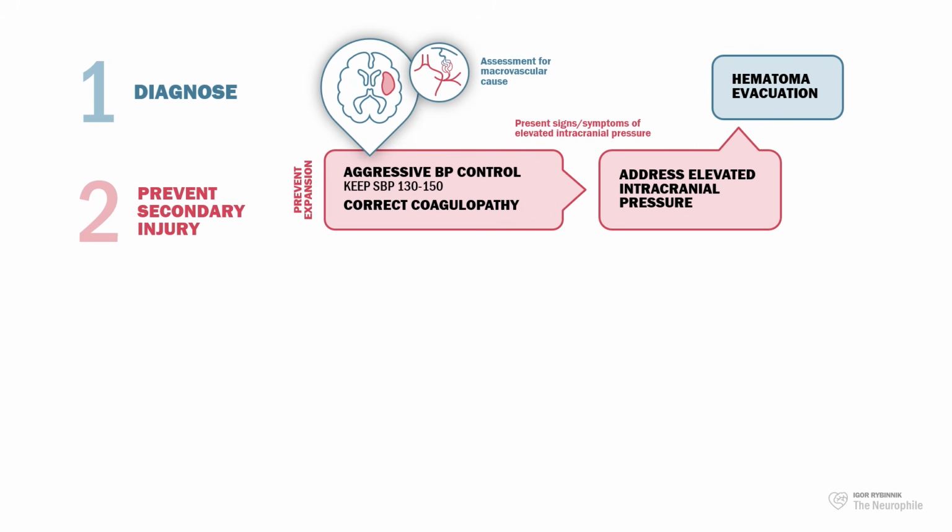Blood pressure should be rapidly reduced to a target of 130 to 150 millimeters of mercury systolic, and any coagulopathy should be promptly reversed. Unless a patient is experiencing an intracranial pressure crisis, neurosurgery for intraparenchymal hemorrhage is not appropriate in the ultra-early phase, at least based on current evidence. So in most patients, your focus should really be on controlling the blood pressure and correcting coagulopathy, not calling neurosurgery.